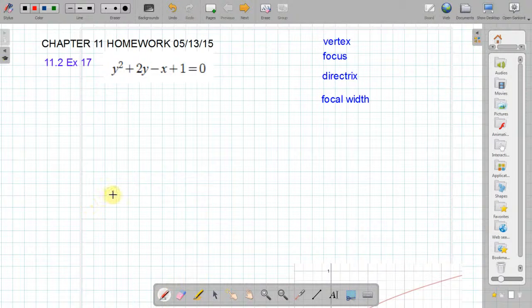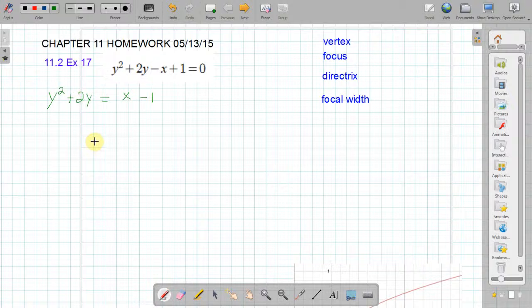Alright, so we're going to try to graph this puppy right here. So I put all my y's on the left hand side because we want the variable with the square on the left hand side. Plus 2y is equal to x minus 1.